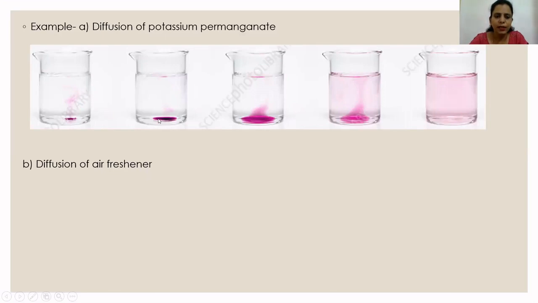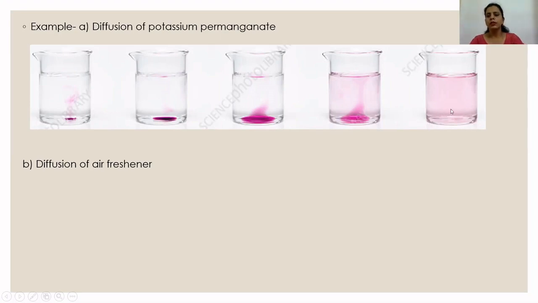Now look at the second image, a little bit they have diffused. The potassium permanganate particles are moving into the rest of the water. Look at the third image, the circle or the area where these crystals are present. This particular area has increased. Why? Because these crystals are moving from a region of higher concentration to a region of lower concentration. Look at the fourth image and finally the last image.